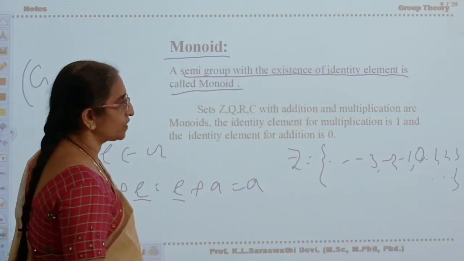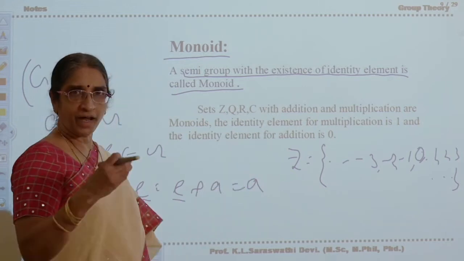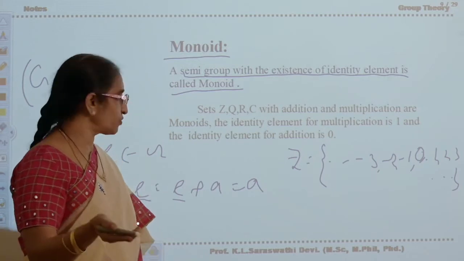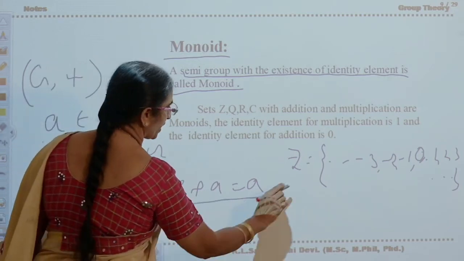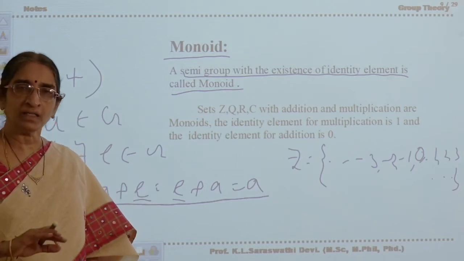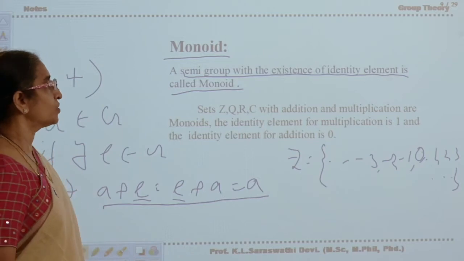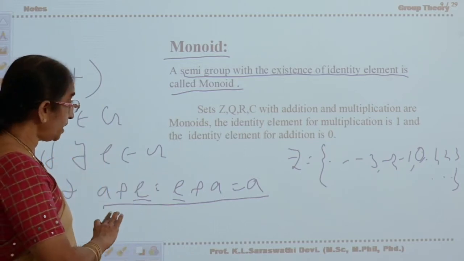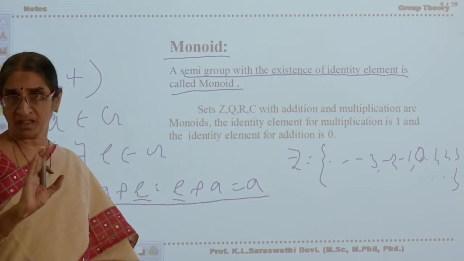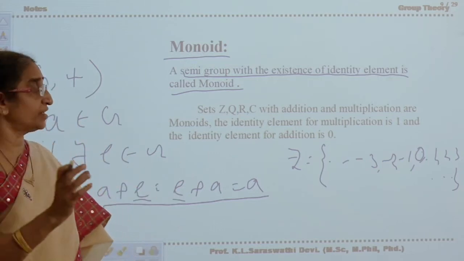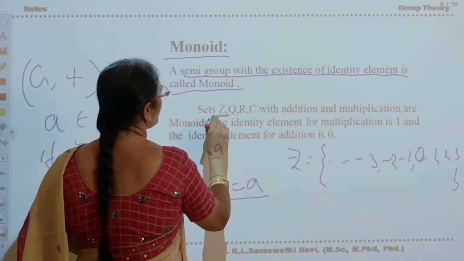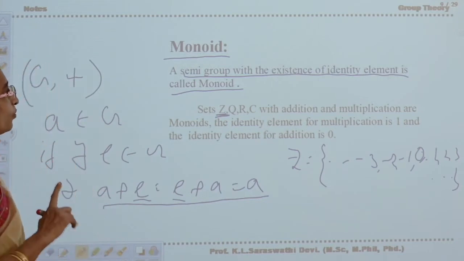Now, suppose if you take 0 and add to any element, 0 plus 1 is 1, 1 plus 0 is 1. This property is satisfied. And similarly, 0 plus minus 3 is equal to minus 3. Minus 3 plus 0 is equal to minus 3. So, if you add 0 to any integer, you get the same; that is, 0 is the identity of Z. Therefore, Z, the set of integers, is a monoid.